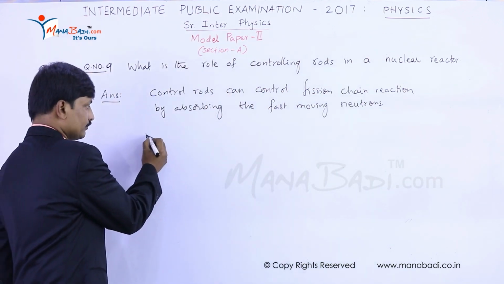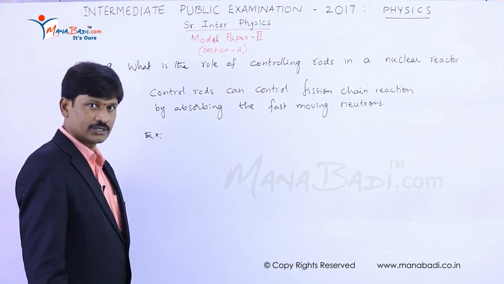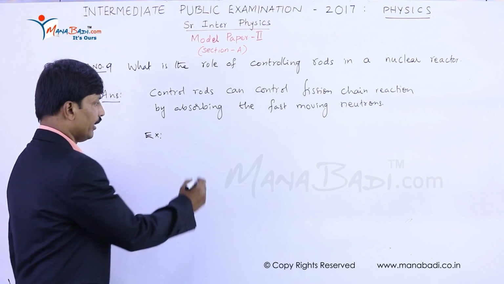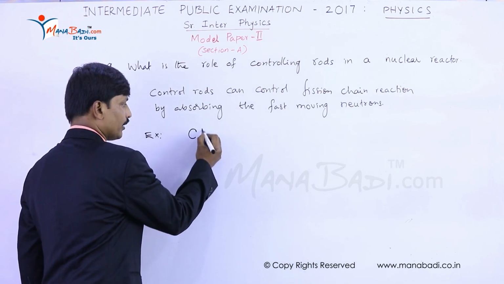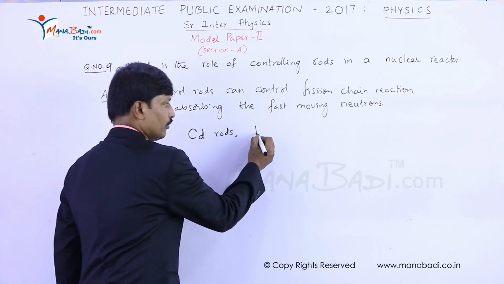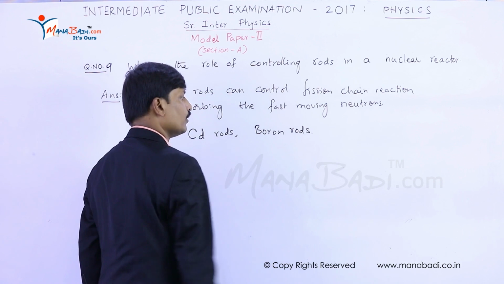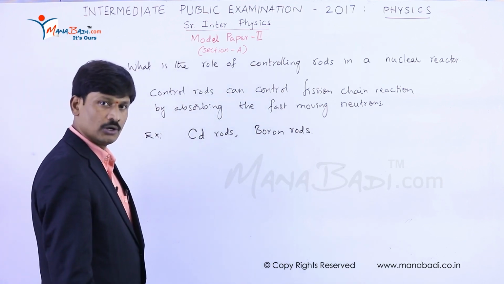Example means which materials are used as control rods. For that, examples: cadmium rods, boron rods are used as control rods.